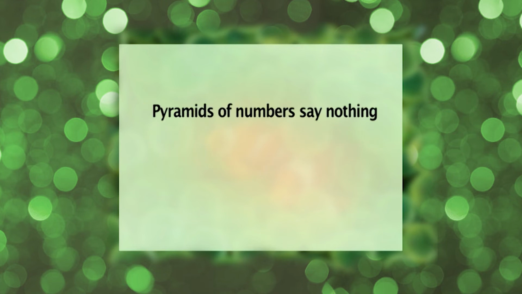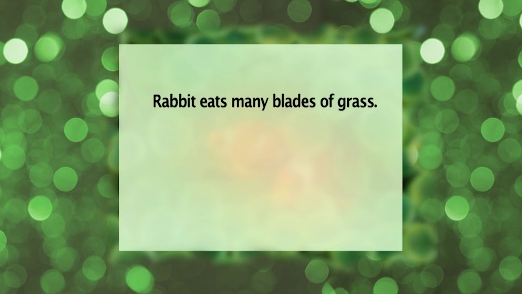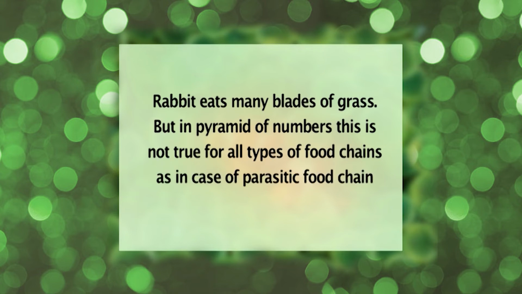Pyramid of numbers say nothing about the amount of energy moving through the ecosystem. For example, a rabbit eats many blades of grass, but in pyramid of numbers, this is not true for all types of food chains as in case of parasitic food chain.